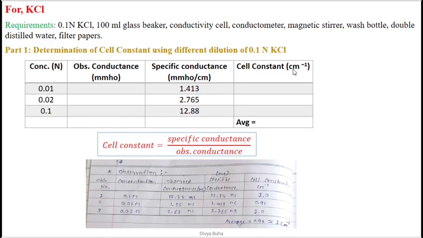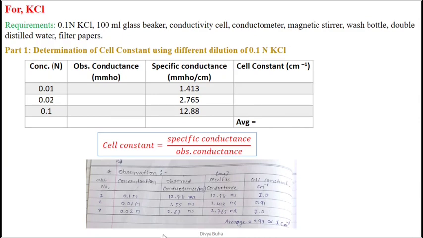So cell constant equals specific conductance upon observed conductance. Specific upon observed will give you the cell constant. Then you have to find the average of the cell constant, and that would be around 1 centimeter inverse.